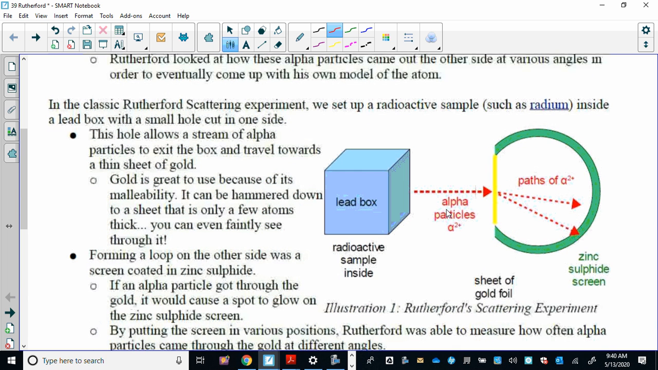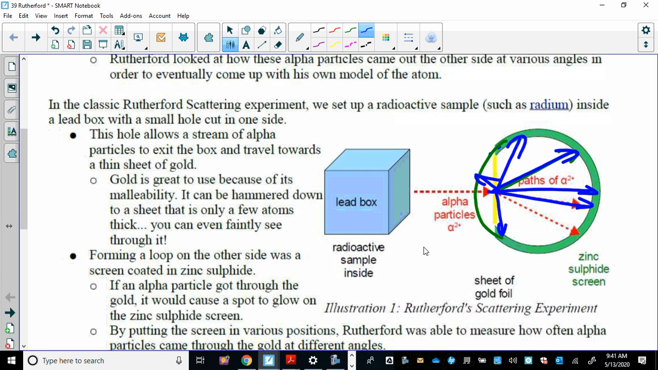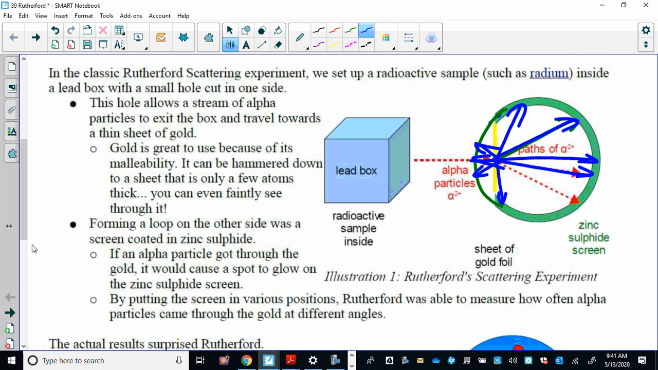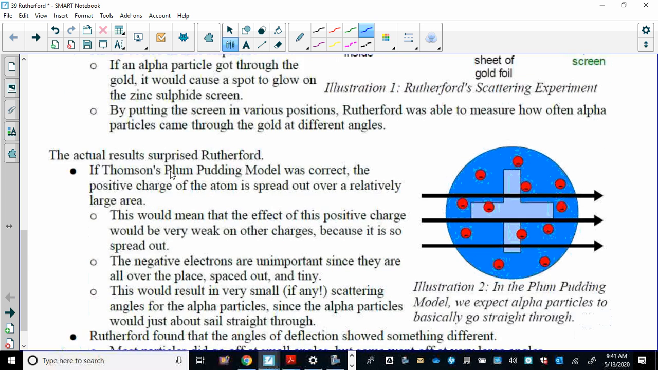In fact, this kind of thing happened here. So most of them were actually deflected at small angles, but some of them were deflected at extremely large angles, and some of them even almost bounced back at themselves. The actual results surprised Rutherford.